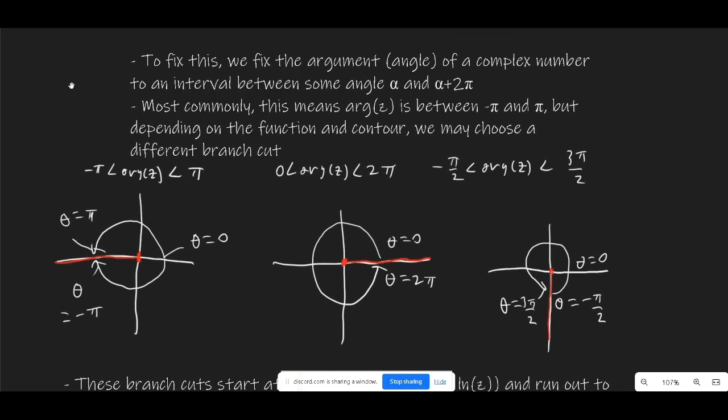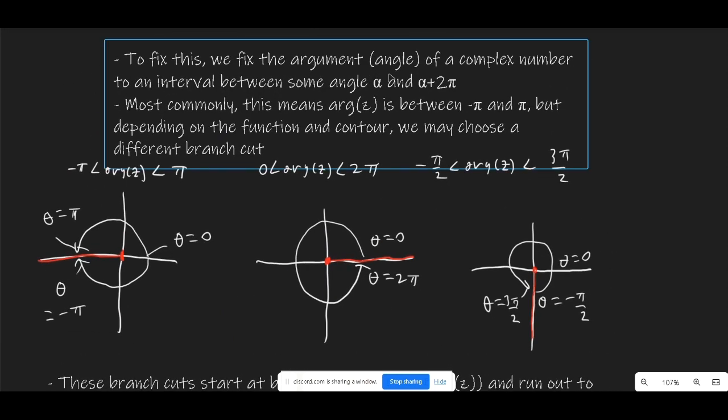Now, the argument just means the angle, which you should probably know if you're on this video. We fix the argument of a complex number to an interval between some angle alpha and some angle alpha plus 2 pi. Most commonly, this means that our argument is going to be between negative pi and pi, but depending on the function in the contour, we may choose a different branch cut. So this is called a branch cut. We're going to define where our natural log is going to jump. So here's what I mean by that.